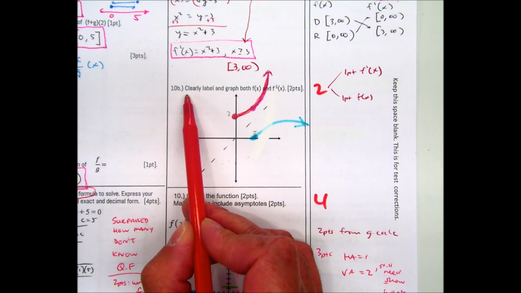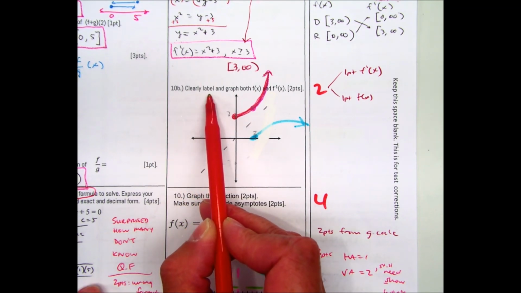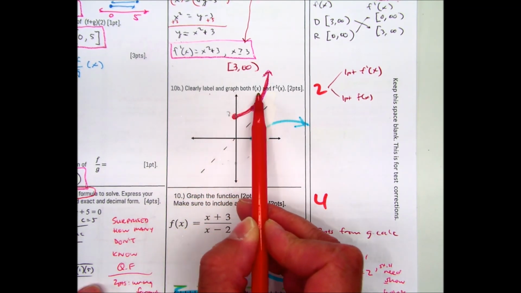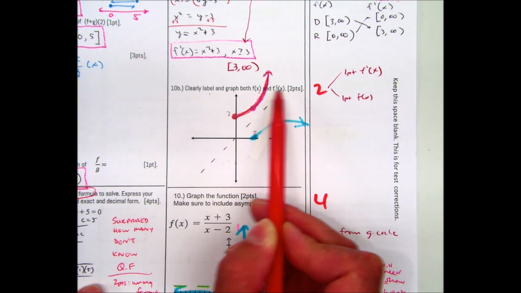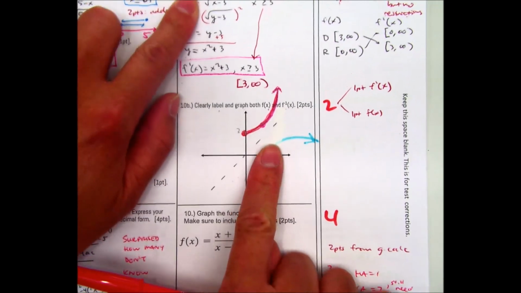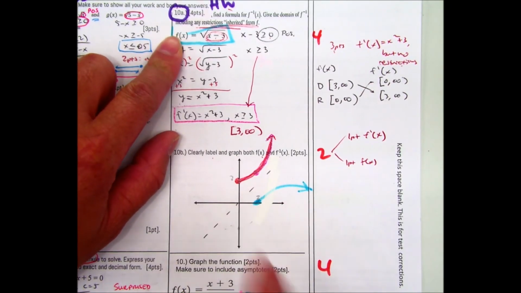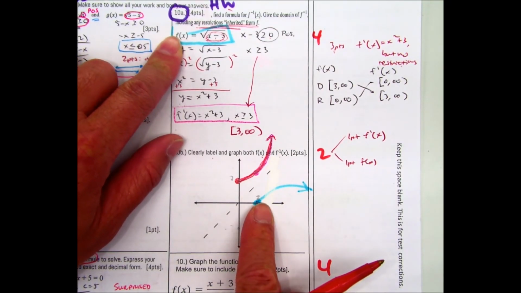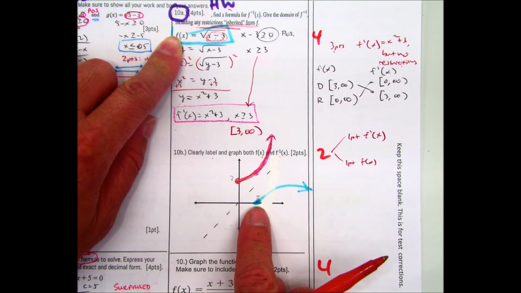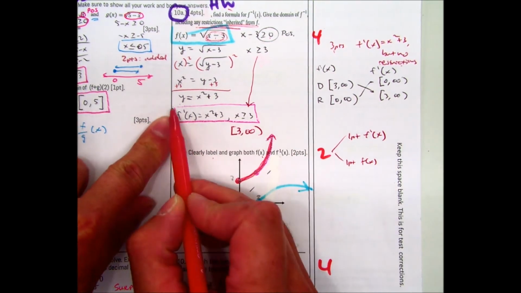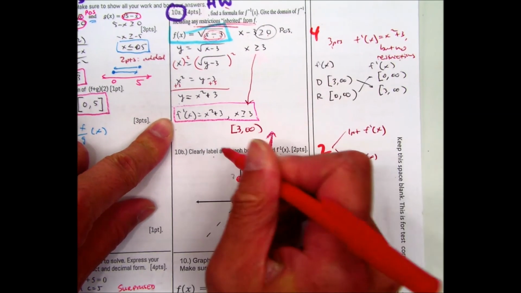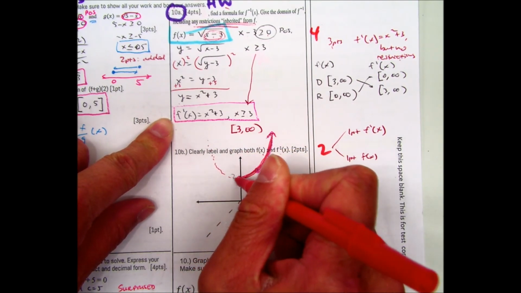Question 1b. Clearly label and graph f of x and the inverse of f of x. So in blue, I'm showing you that this graph right here, this is what it means to clearly label. This is the square root of x minus 3. Now, the other graph here in kind of pink maroonish color, this would be the graph of x squared plus 3. You guys see it?